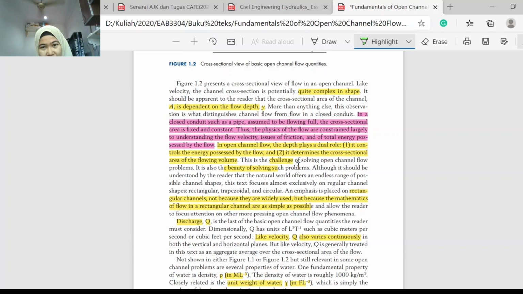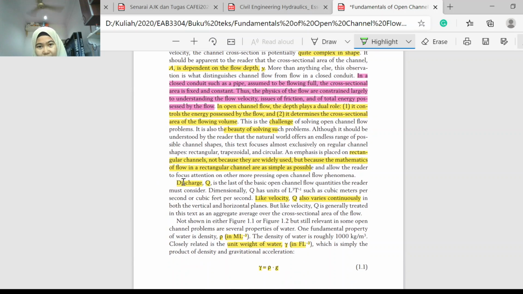This is the challenge of solving open channel flow problems, and it is also the beauty of solving such problems. It should be understood by the reader that the natural world offers an endless range of possible channel shapes. Like I told you just now, there are many different shapes of open channel flow. But in this book, the emphasis is placed on rectangular channels, not because they are widely used, but because the mathematics of flow in a rectangular channel are as simple as possible and allow the reader to focus attention on other more pressing open channel flow phenomena.